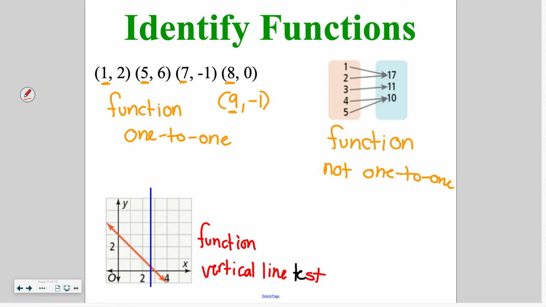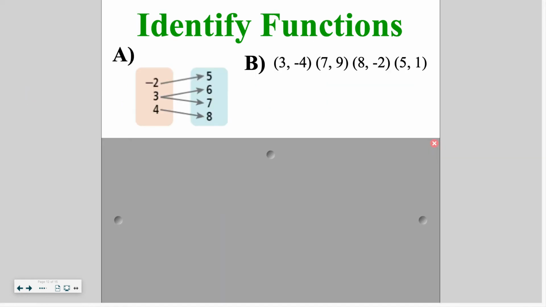So again, if you have a graph, you can use the vertical line test. Go ahead and try these two on your own to determine if they are functions or not.